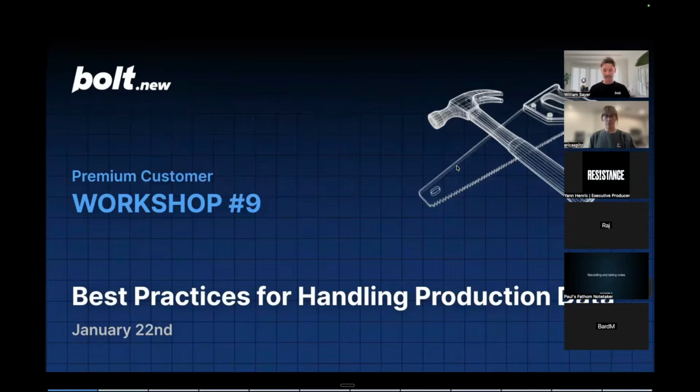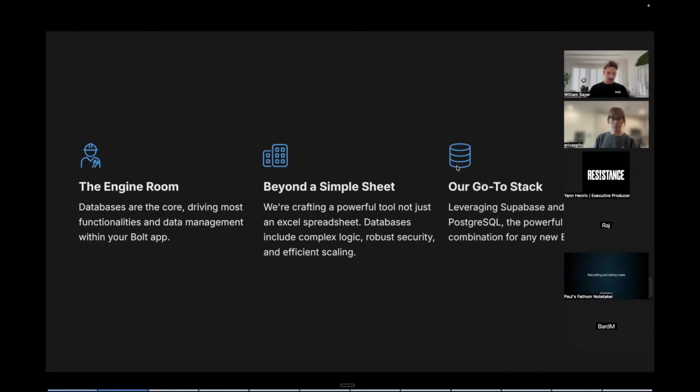So best practice for handling production data. You can think of basically your database as almost like an Excel document or a Google Sheets document, but it's got some superpowers attached to it. So databases are the core of your app. It's driving most of the functionalities and the data management within your Bolt app. Now, it goes beyond a simple Excel spreadsheet. We're creating a powerful tool, not just a spreadsheet. Databases include complex logic, robust security, and efficient scaling. These are all the elements that go into making a database successful.